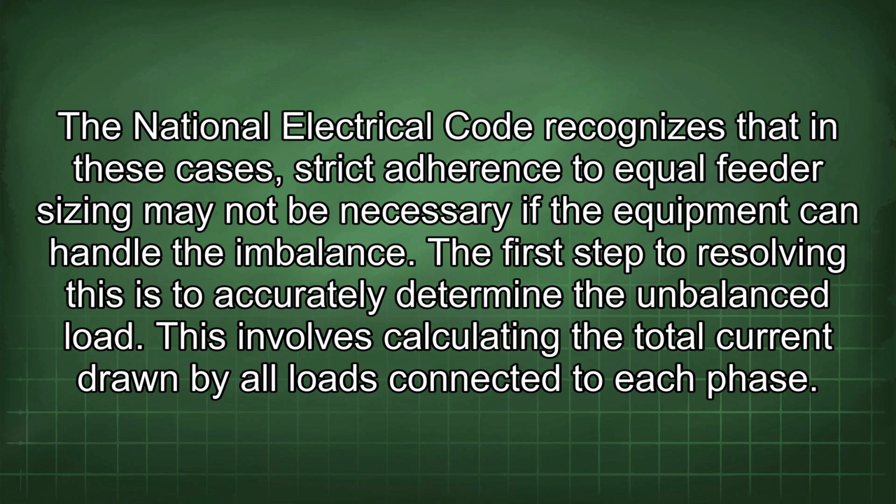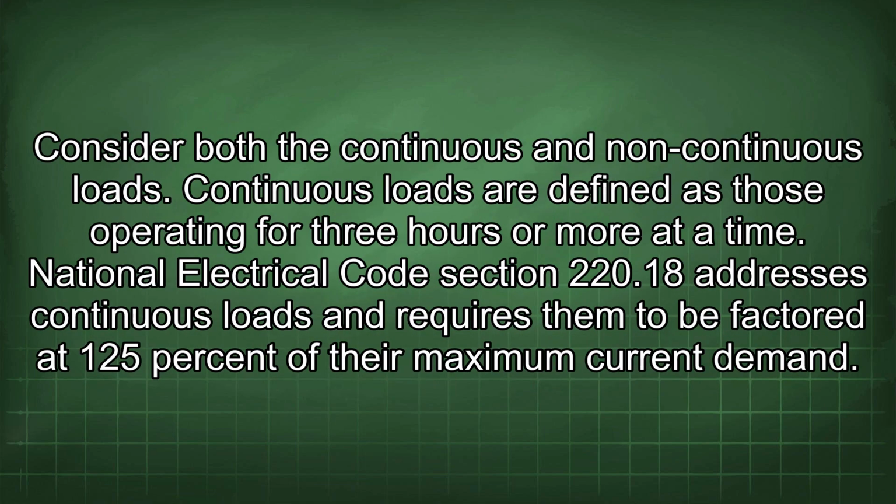The first step to resolving this is to accurately determine the unbalanced load. This involves calculating the total current drawn by all loads connected to each phase. Consider both the continuous and non-continuous loads. Continuous loads are defined as those operating for 3 hours or more at a time. National Electrical Code Section 220.18 addresses continuous loads and requires them to be factored at 125% of their maximum current demand.